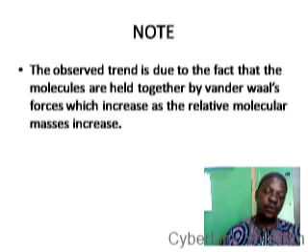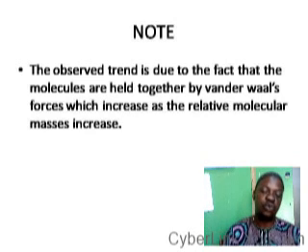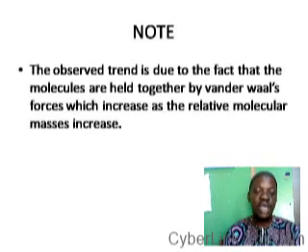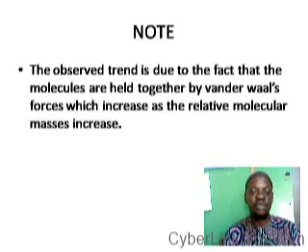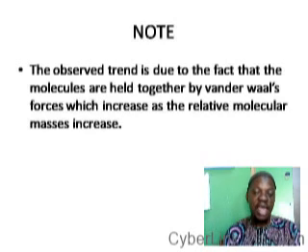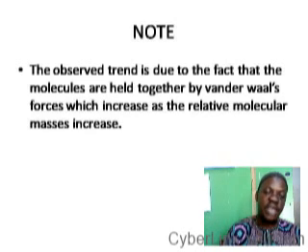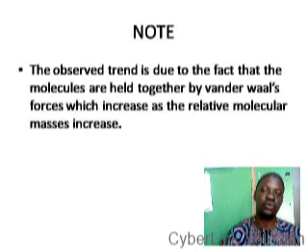Remember, fluorine is the smallest among the halogens. So the van der Waals force holding fluorine molecules together will be weaker than that of chlorine. Chlorine is smaller than bromine, so the van der Waals force will also be weaker compared to that of bromine, which is smaller than iodine. So the strength of the van der Waals force depends on the size of a molecule.